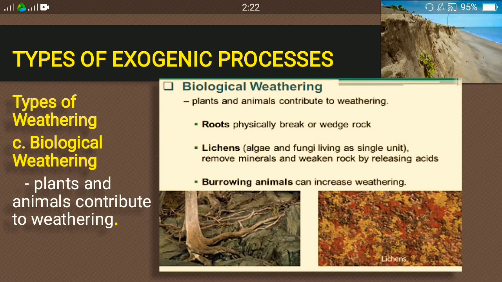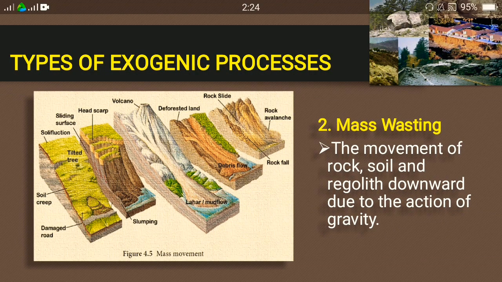Biological weathering. Plants and animals contribute to weathering. They physically break or wedge rock. Lichens, algae, and fungi, as living organisms, remove minerals and weaken rock by releasing acids. Burrowing animals can also increase weathering. Another type of exogenic process is mass wasting. It is the process whereby weathered material is moved downslope under the immediate influence of gravity.